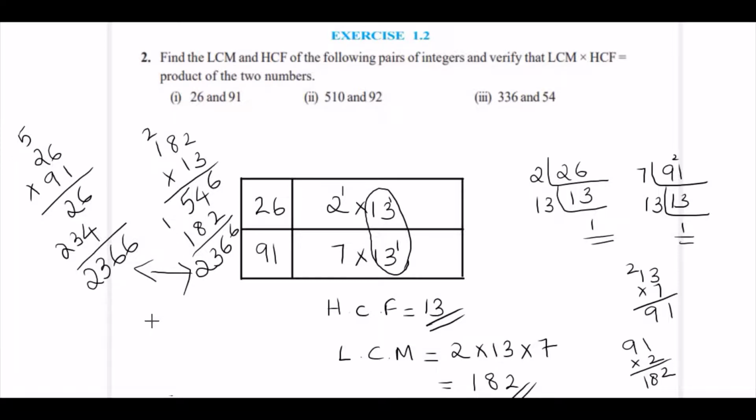So whenever you are given two numbers, if you do the product of those numbers, you will get it equal to LCM into HCF. This is true for two numbers. You cannot do the same thing for three numbers.